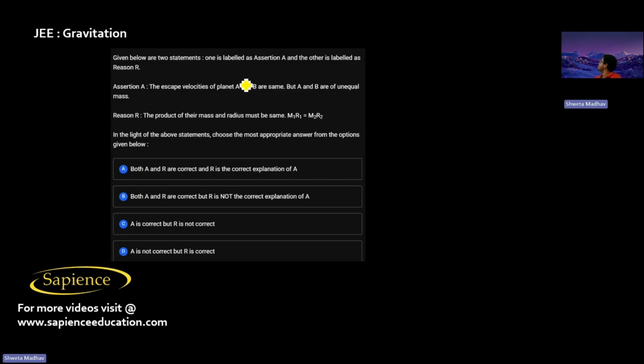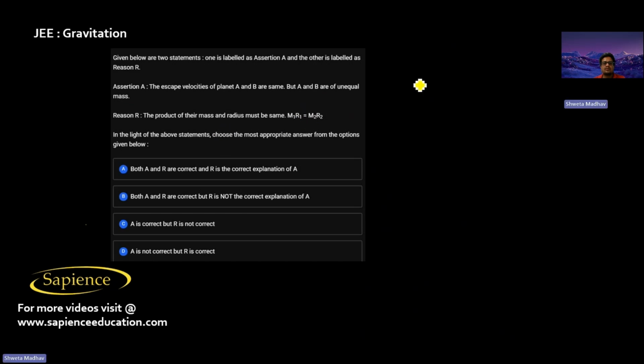Given below are two statements, one labeled as assertion, another labeled as reason. Assertion A: the escape velocities of planets A and B are the same, but A and B are of unequal mass. Reason: the product of their mass and radius must be the same, so M1 R1 equals M2 R2. And we have unequal mass.